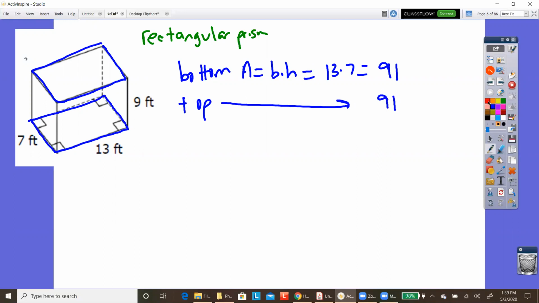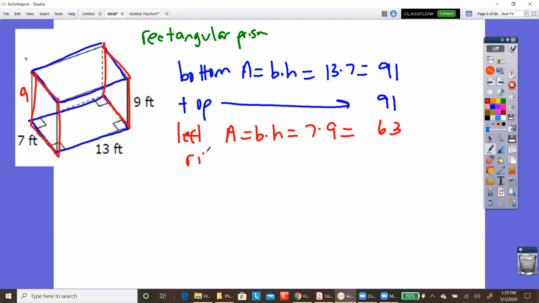Now I'm going to go to the left side. The left side is another rectangle. It is 7 by 9. Okay, that is the left side. Another rectangle, so I'm writing down the area formula for a rectangle. 7 times 9 is 63, and the right side would be the same. So I'm not going to recalculate that. I'm just going to write 63 again. So I've done the bottom, top, left, right. Let's do the front and the back.